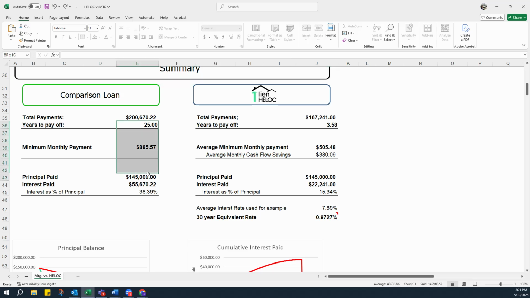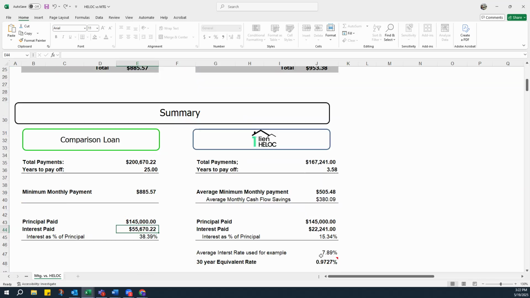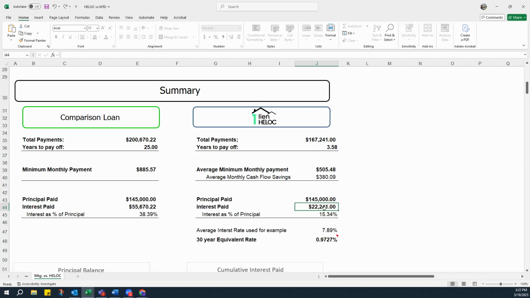Currently on the current mortgage, we have 25 years left to go, about $55,000 of interest. On the first lien HELOC with the above numbers, we would have 3.5 years, 22,000 of interest. So we've shortened our timeline down. We've reduced the amount of interest, even though it's variable at a much higher rate. Again, we're reducing the total volume of interest, shortening the volume of time that we're carrying the debt.